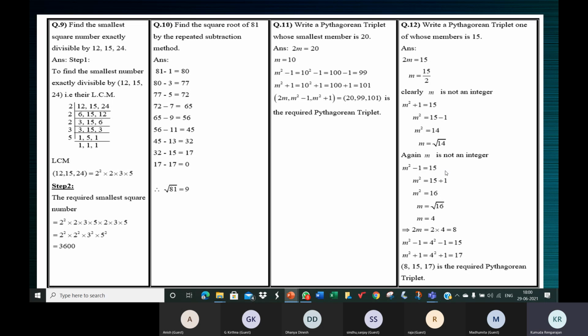So m square minus 1 is 15. M square is 15 plus 1. M square is 16. M is 4. So now m is 4, so let's find the other members. What is 2m? 2 into 4, 8. What is m square minus 1? 4 square minus 1, 16 minus 1, 15. And what is m square plus 1? 4 square plus 1, 17. So 8, that is 2m, 15, m square minus 1, and 17, m square plus 1. 8, 15, and 17 is the required Pythagorean triplet.